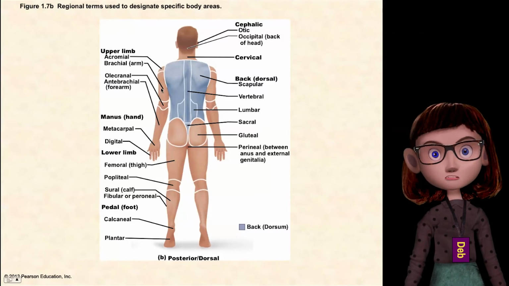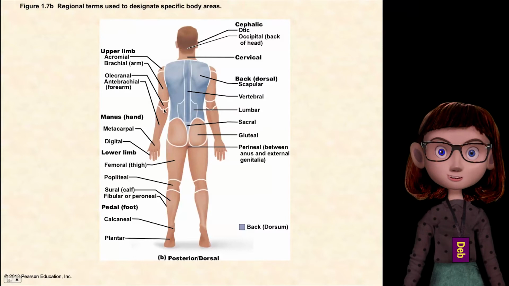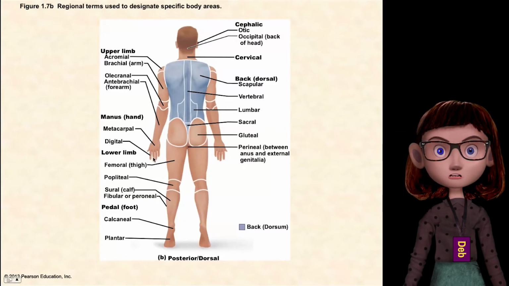Brachial always refers to the arms. Olecranon means the elbow, in back of the elbow. Antebrachial is the forearm. Manus is hands, and you've got metacarpal and digital areas.